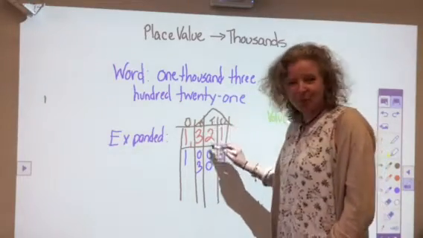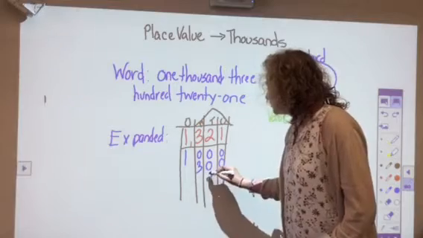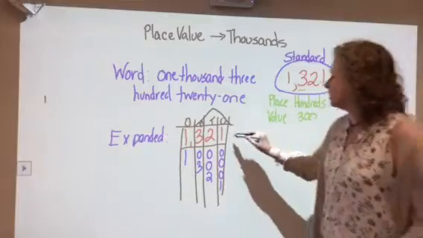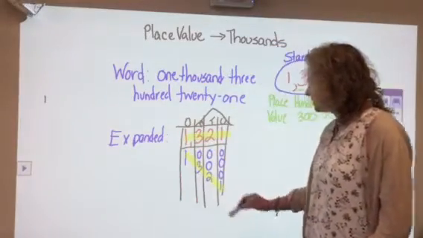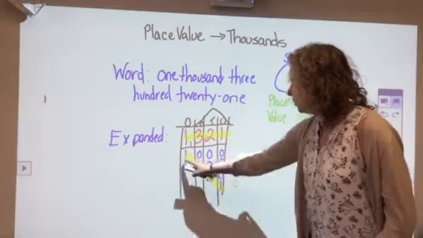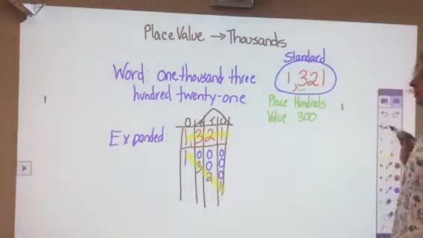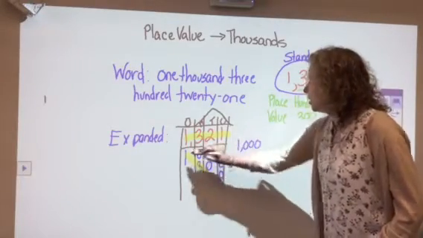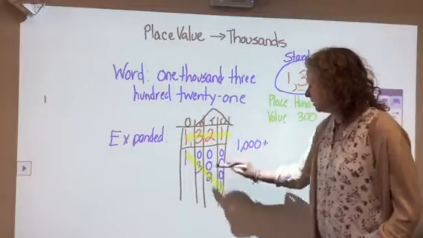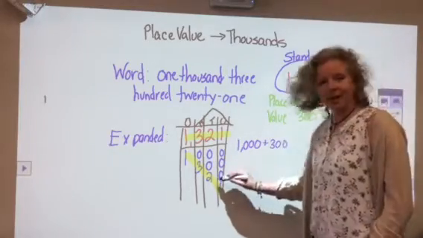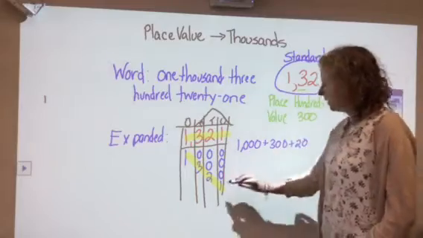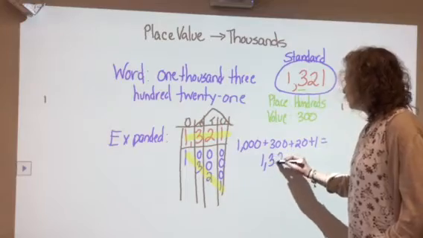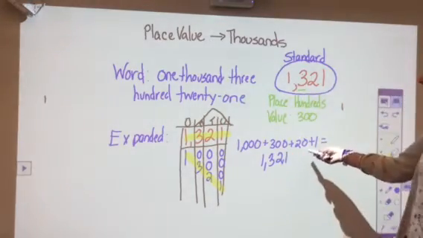Next I'm going to bring down a 2, turn everything to 0, and then bring down a 1. I'm not finished yet. I do want to double check. This number, does it look the same as the diagonal? 1, 3, 2, 1. It does. So expanded form is then when I add all these up horizontally. I'll just put them all in a row. 1,000 plus 300 plus 200 plus 1 equals 1,321. This is expanded form.